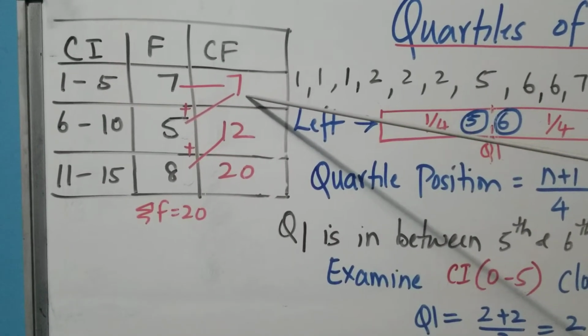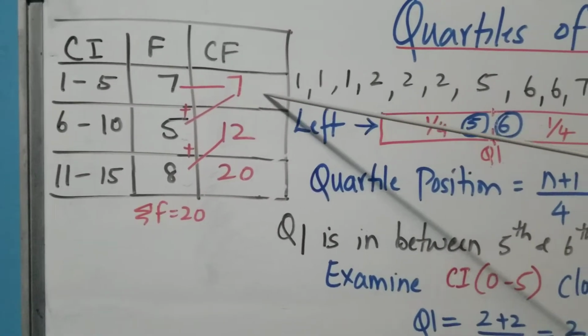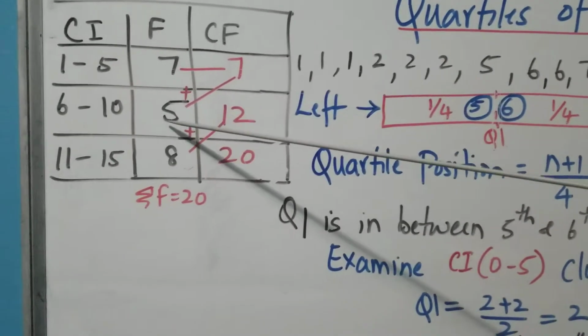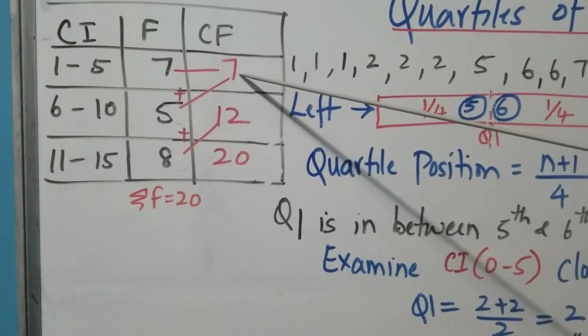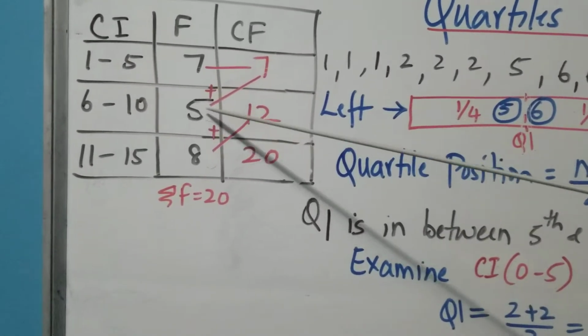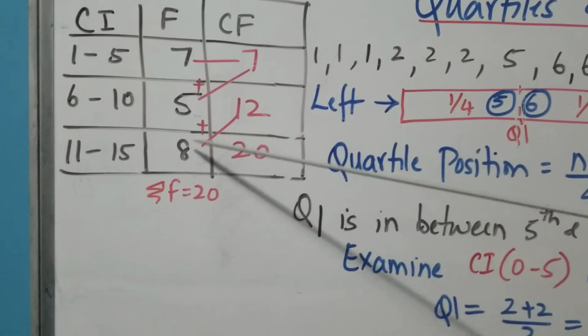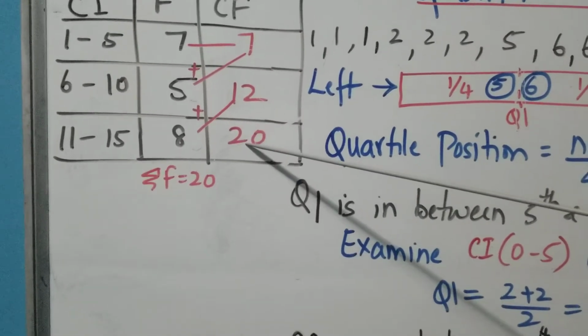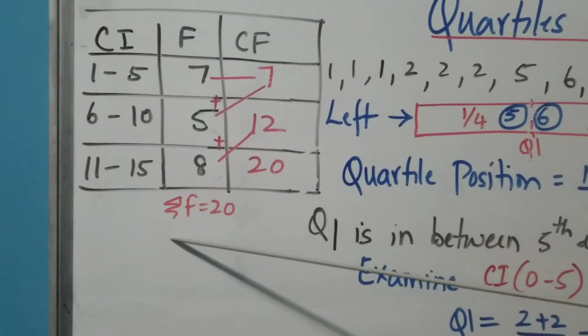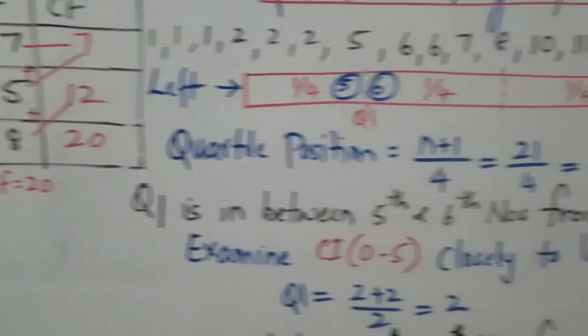We work out the cumulative frequency by transferring the first frequency straight away. The next cumulative frequency is the sum of the previous cumulative frequency and the frequency of the next class, so 7 plus 5 is 12. And then we repeat that, 12 plus 8 is 20. This number has to tally with n, or sigma f, which is equal to 20.